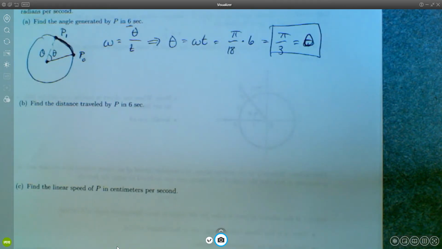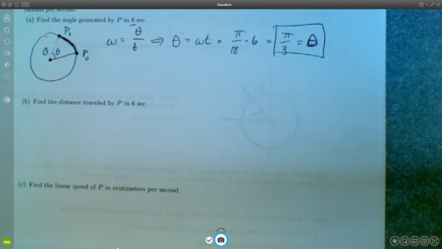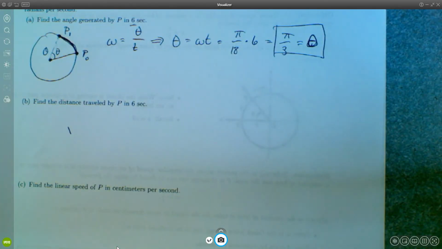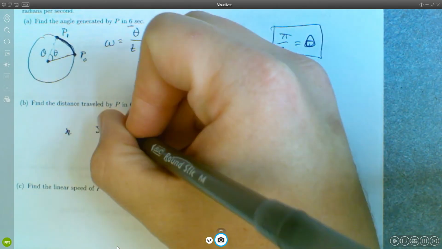Okay, now part B says, find the distance traveled by P in 6 seconds. The distance traveled by P. So in other words, we're looking for S, right? We're looking for this arc length. I'm trying to think of the easiest way to do this. I could sit here and stumble around, or I could just think for a little bit. So find the distance traveled by P. We're looking for the arc length. So s is just r times theta.